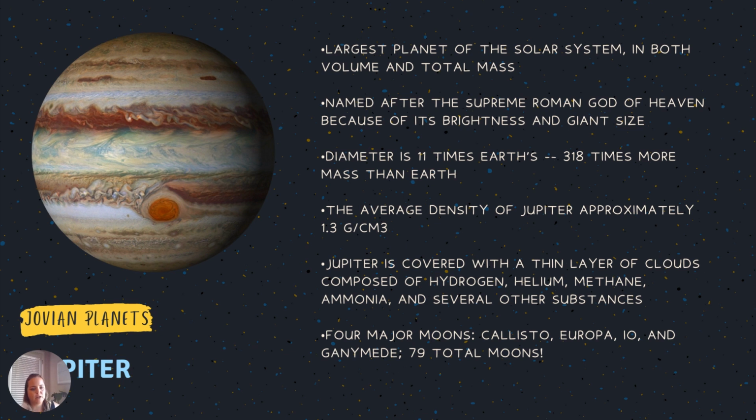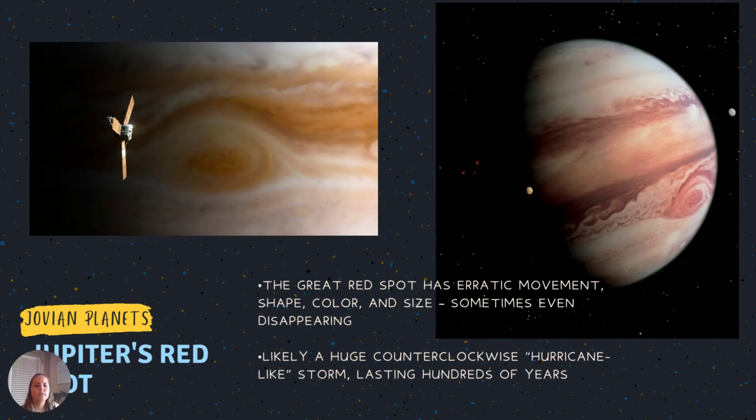And it is covered in a thin layer of clouds with hydrogen, helium, methane, ammonia, and some other substances. It has 79 total moons. 4 of them are major, much larger moons: Callisto, Europa, Io, and Ganymede. And the density is very low, 1.3 grams per centimeter cube. So that's very light. The density of granite is about 2.5. About less than half.